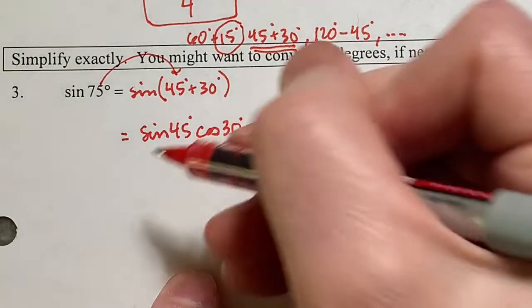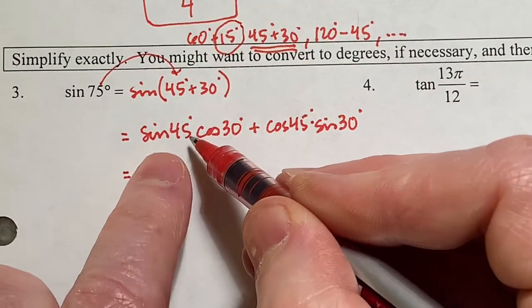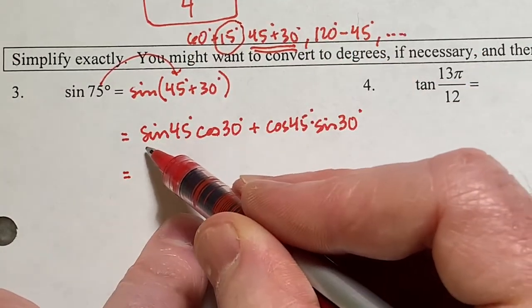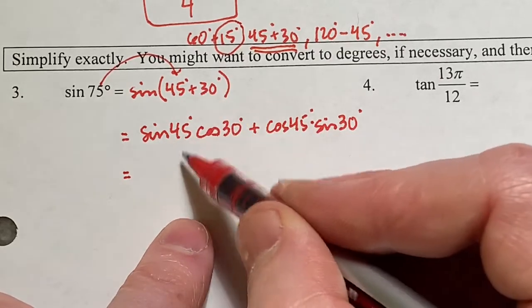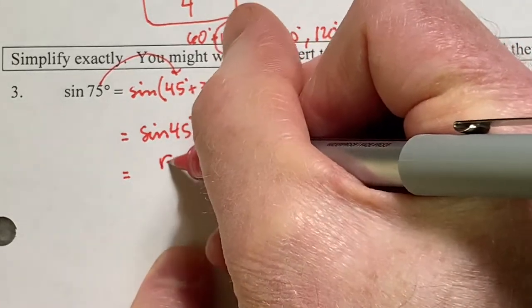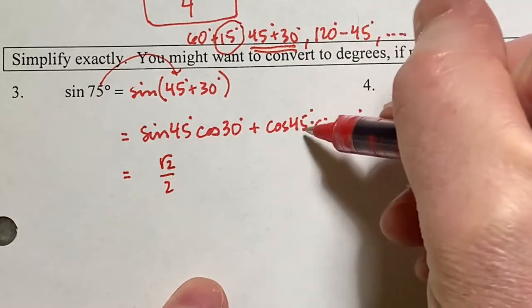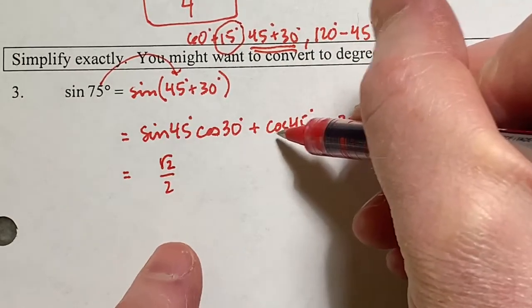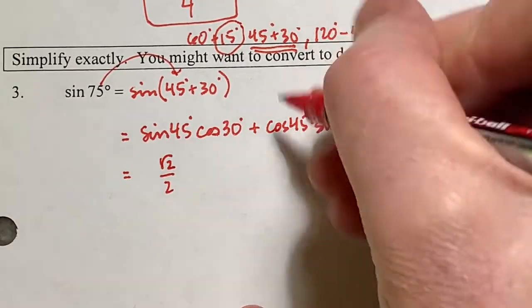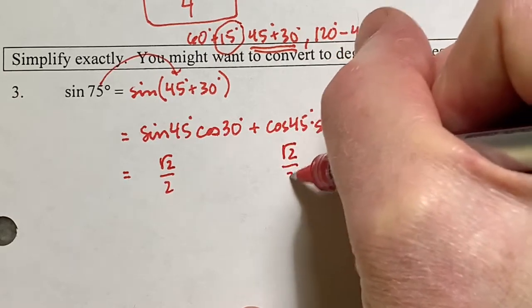All right, so now let's go to the unit circle. What do you know about 45 degrees? Well, to get there, you're going over and up the same amount. The sine is the up part, so that's going to be a root 2 over 2. And then here's the cosine of 45. That's the over to the right part, the x part. That's also a root 2 over 2.